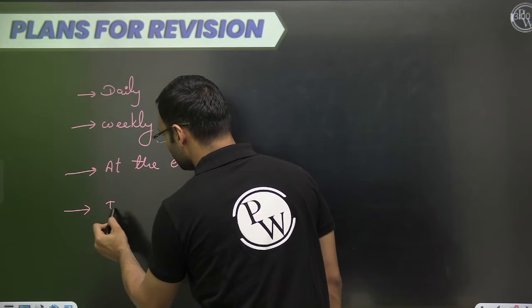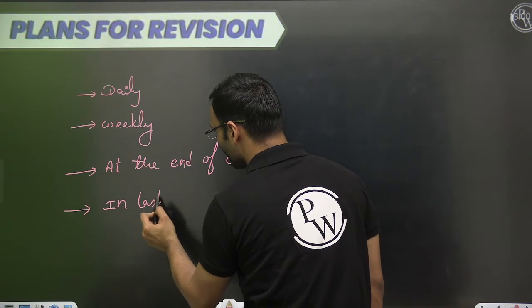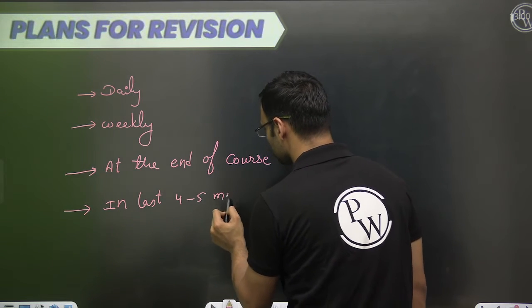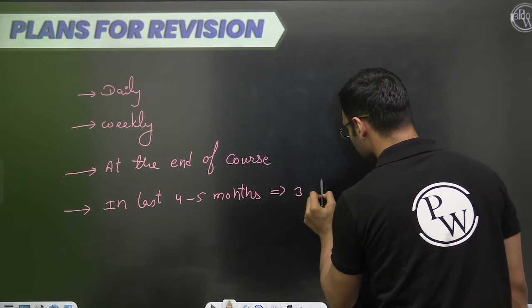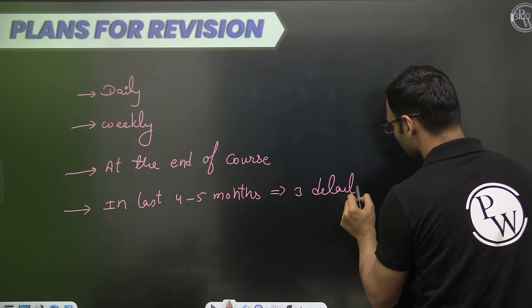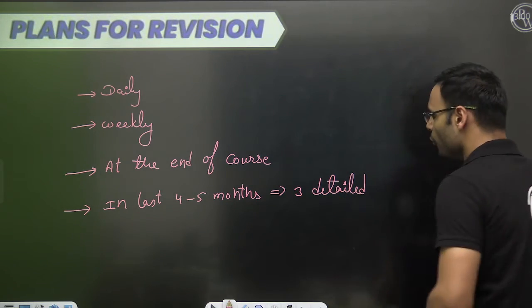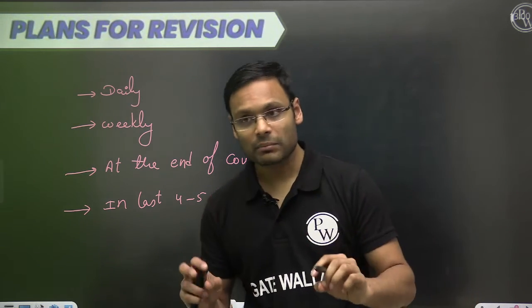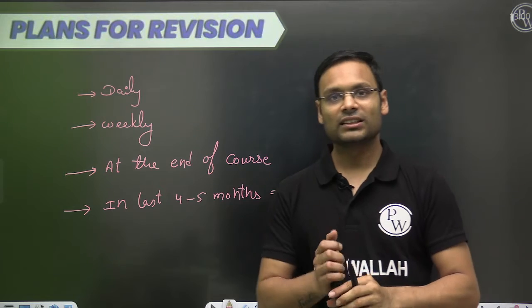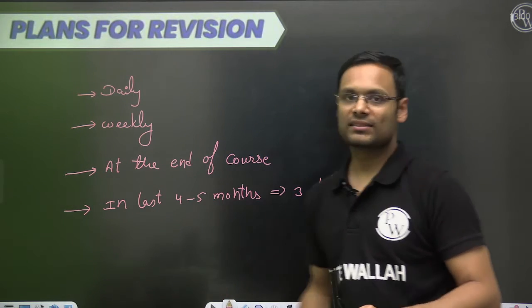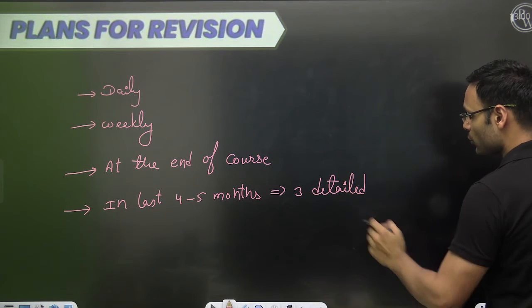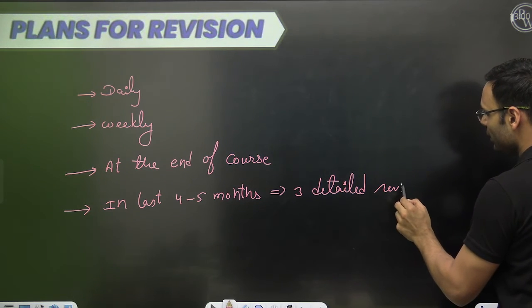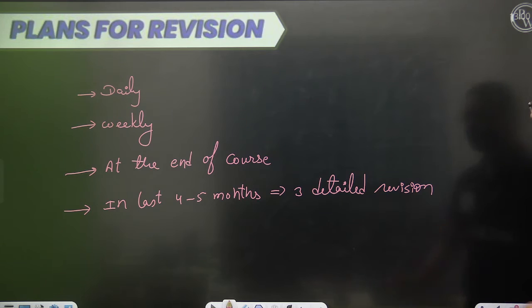Then in the last 4 to 5 months, how many revisions will you have? 3 detailed revisions. In those 3 detailed revisions, one revision certainly will take a lot of time, and the last 2 will take less. Even the third one will take hardly 10 days to revise the complete courses. 3 detailed revisions you will have in the last 3 months.